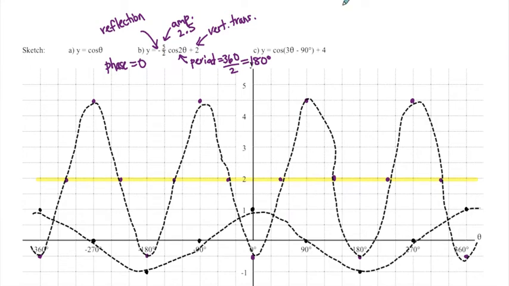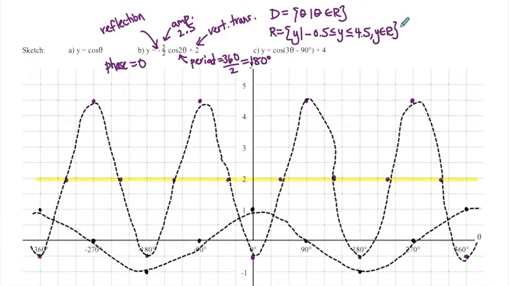There we go, that's better. So I have a domain of theta, such that theta is an element of the real numbers. And my range is between my highest and lowest point. So y, such that the lowest point, which is -1/2 or -0.5, is less than or equal to y, which is less than or equal to my highest point, which is 4.5, and y is an element of the real numbers. So that's curve 2, okay?